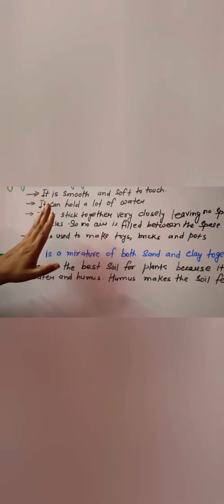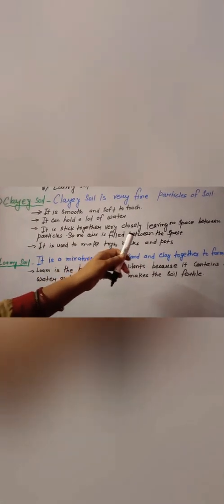So the clay soil, as you have seen, is smooth and soft to touch. It can hold a lot of water. The particles stick together very closely, leaving no space between them. As they stick together so closely and there is no space, how can air fill in? So no air is filled between the spaces. And it is used to make toys, bricks and pots. This is all about the clay soil, and the last soil is the loamy soil.